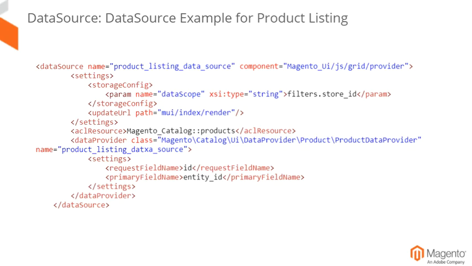The data provider configuration is a PHP configuration, not JavaScript. It defines which PHP class has to generate data. It is important to note that the default provider's JS component Magento UI grid provider expects to receive data in a certain format, so data provider has to facilitate that. Data provider's name has to be the same as data source's name.